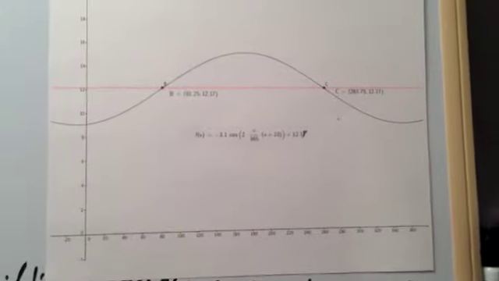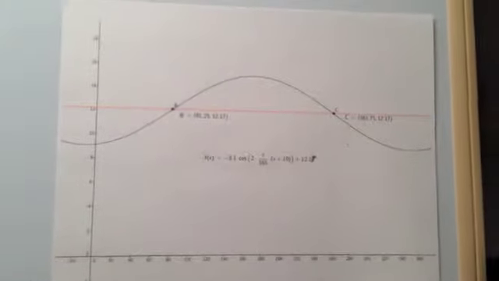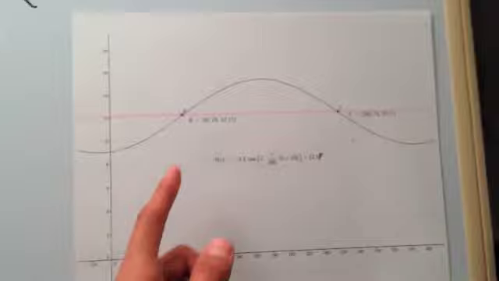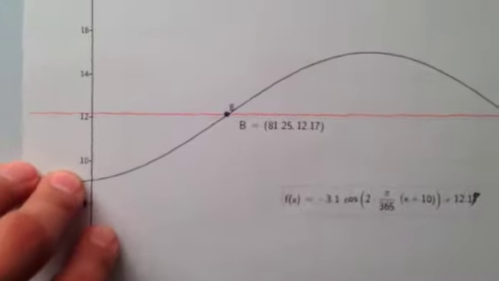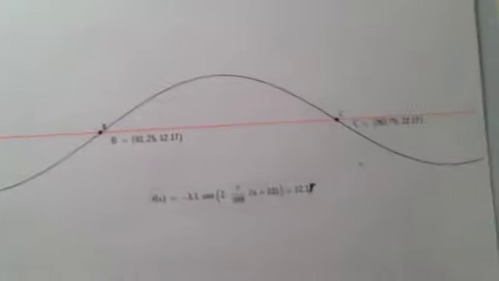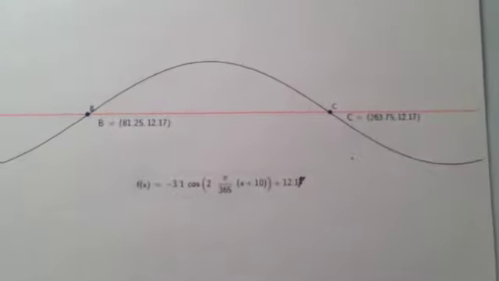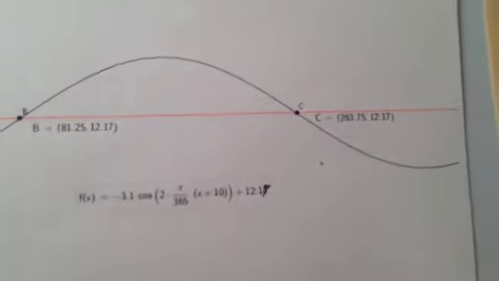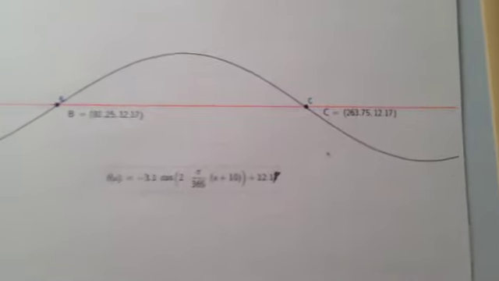And so using that formula and this graph, you could plug in any day of the year and you would find the daylight hours for that day. So for example, if I plug in 81.25, there would be 12.17 daylight hours, and this is on March 22nd. And for another example, if I plugged in 263, which would be September 22nd, we would also have 12.17 hours of daylight. So, thank you.